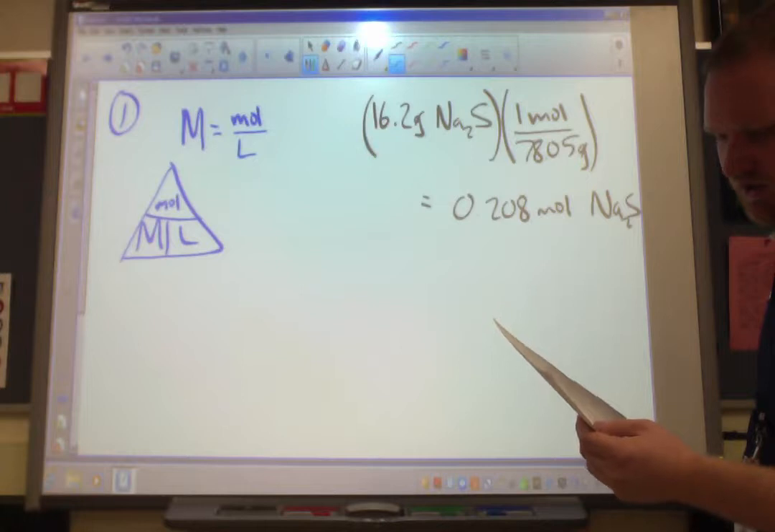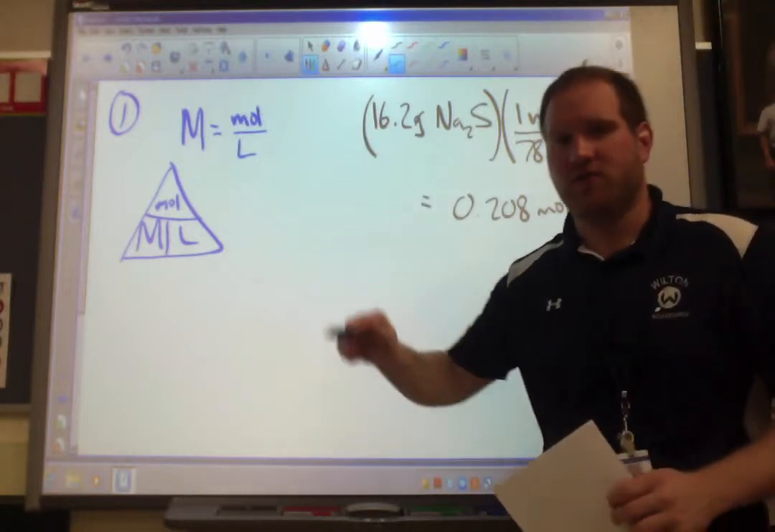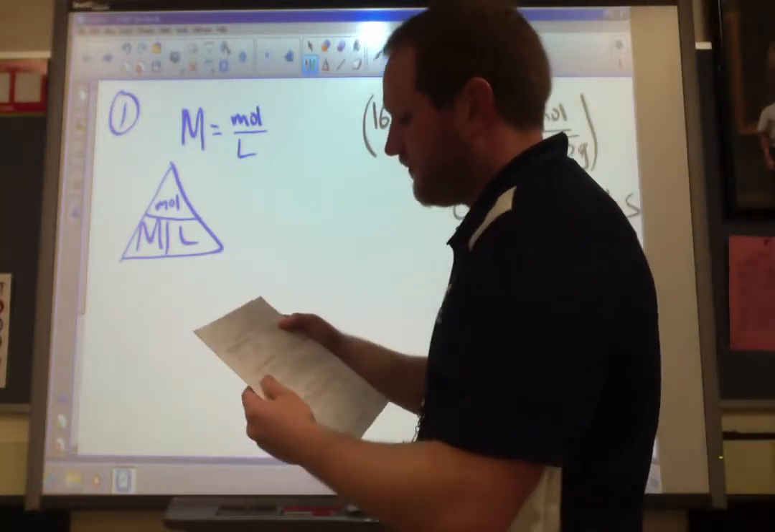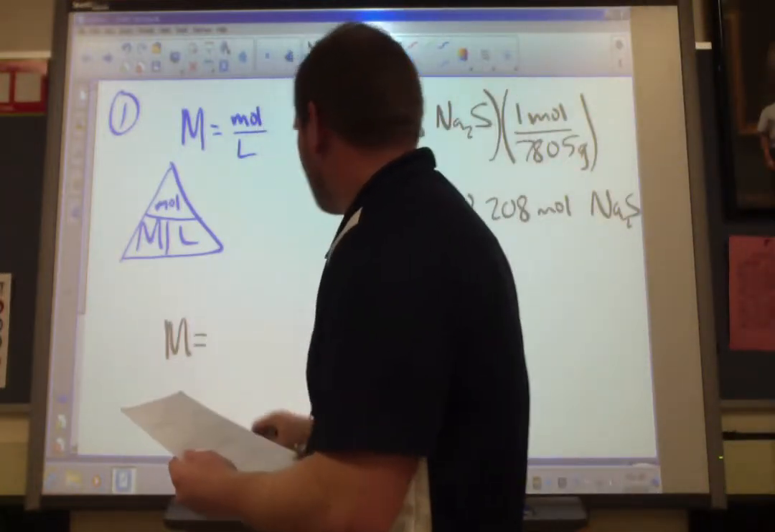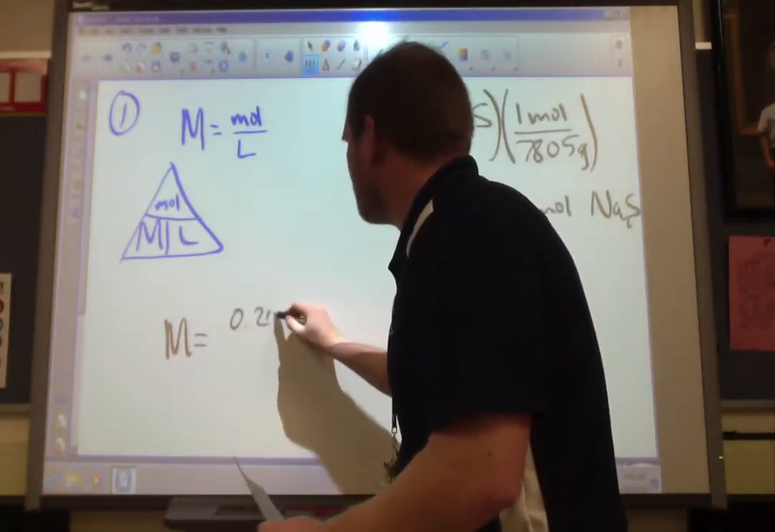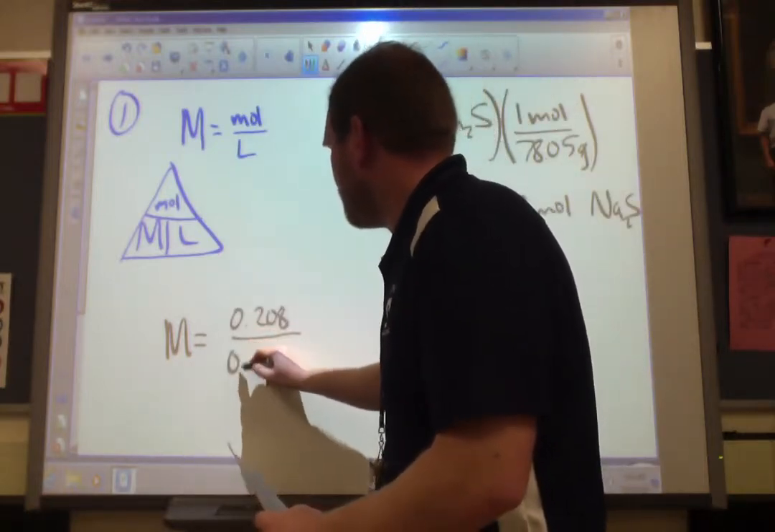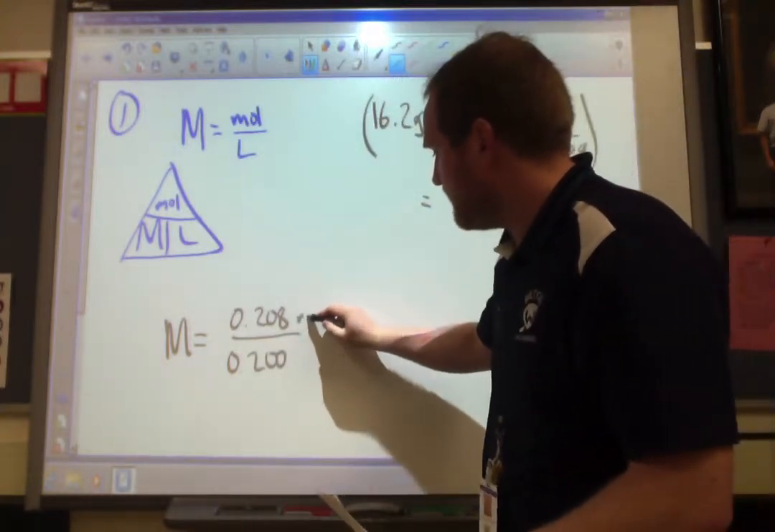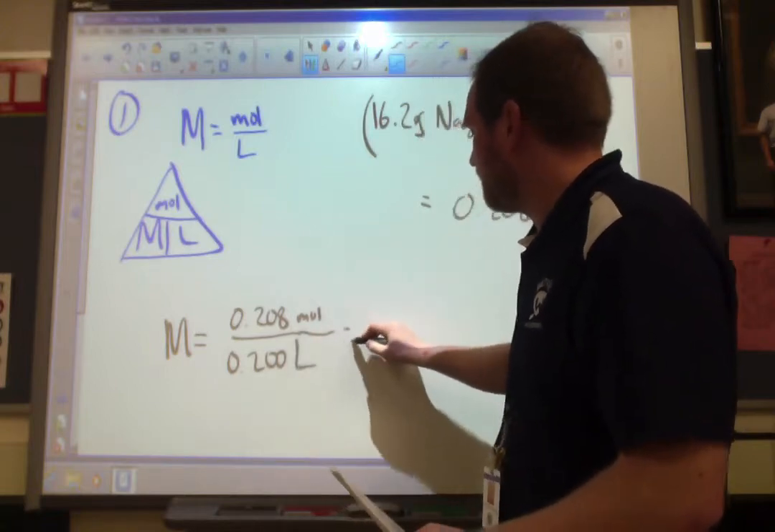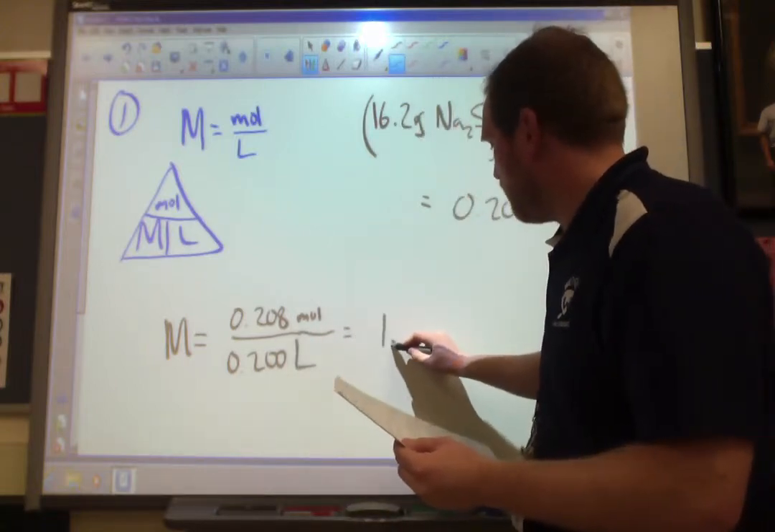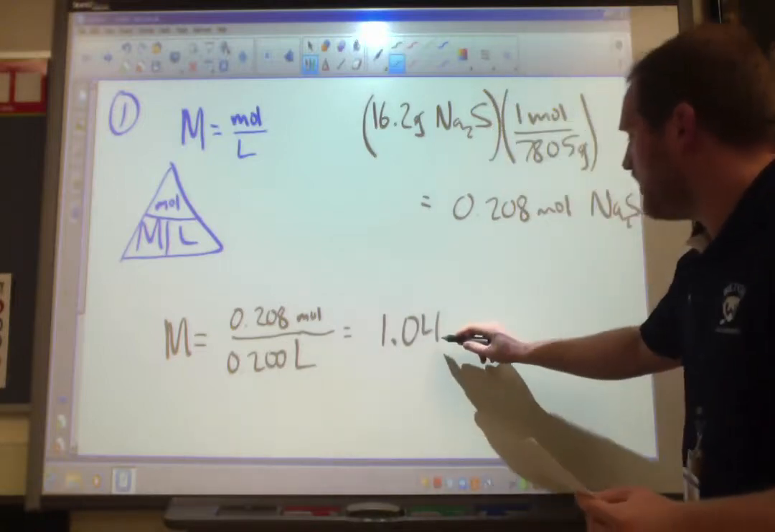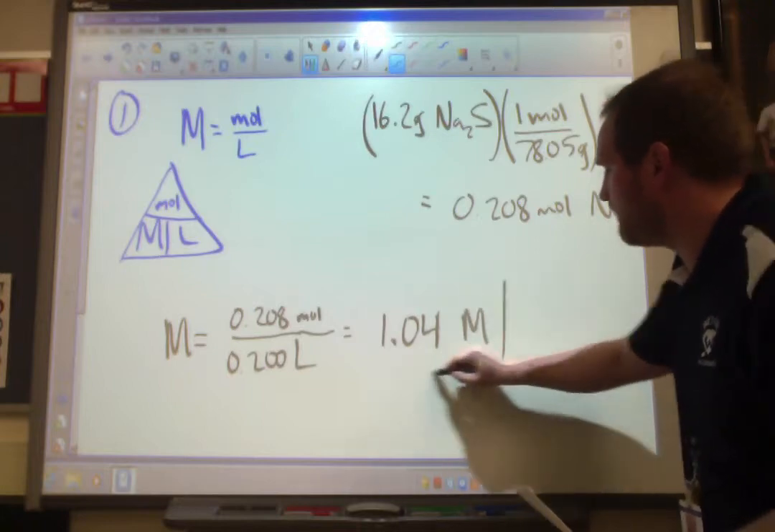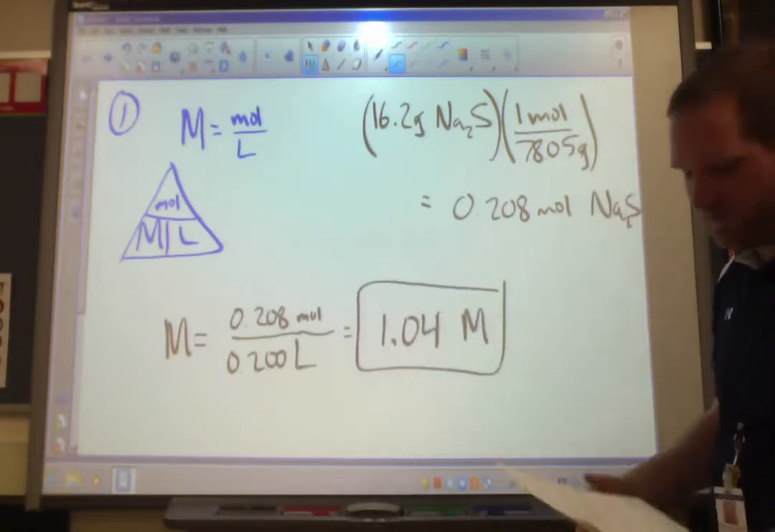And then converting milliliters to liters is pretty easy. Just divide it by 1,000 or move the decimal point 3 places to the left. So that's going to be 0.200. So molarity is moles per liter, which is 0.208 divided by 0.200. And if we want to be specific with the units, it's moles over liter. And this works out to 1.04. And the unit for molarity, you could leave it as moles per liter, but the better thing is to just write capital M, and you would say 1.04 molar.